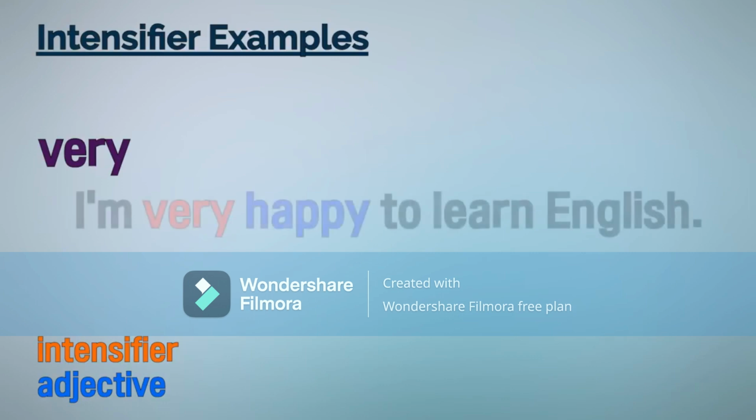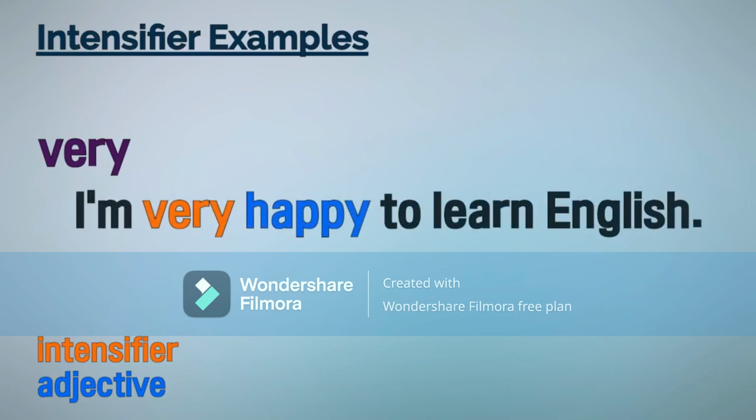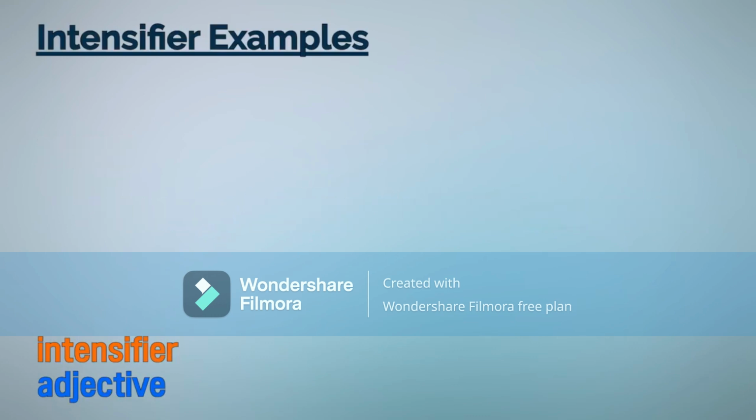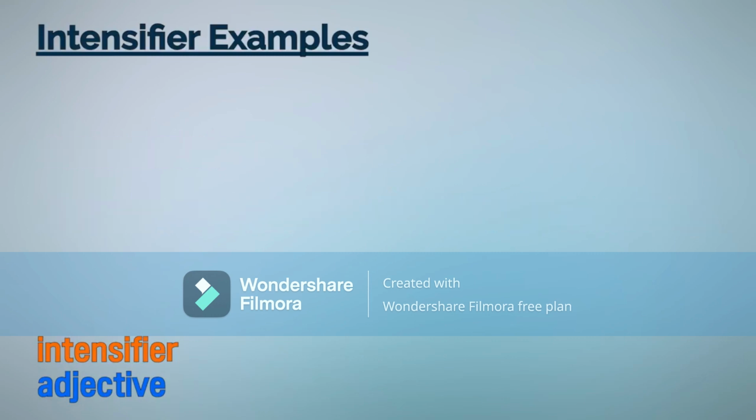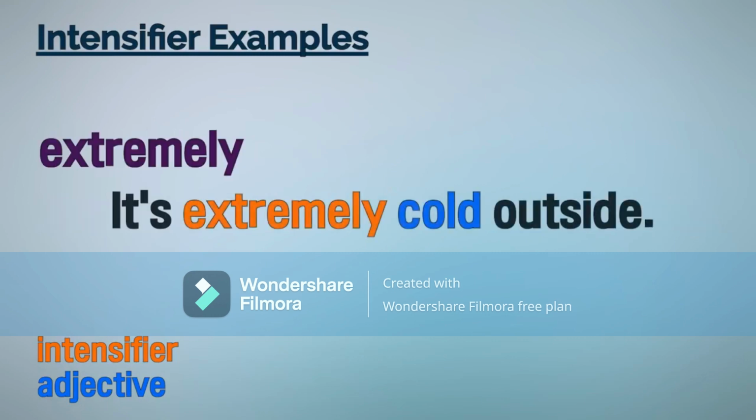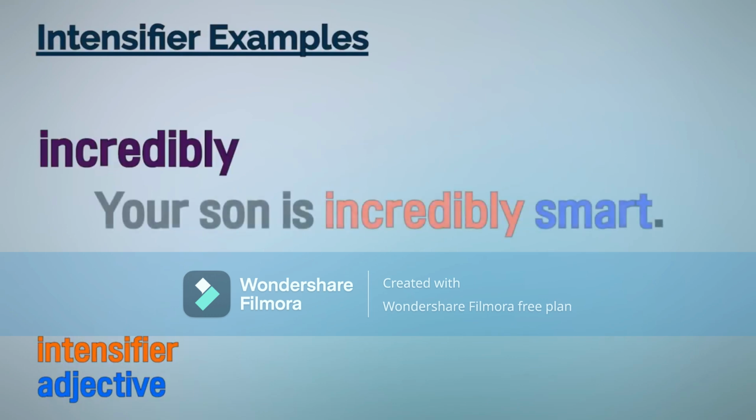Very. For example, I'm very happy to learn English. The adjective is happy, and we give it more power with the intensifier very. Other intensifiers include absolutely. For example, your new dress is absolutely amazing. Extremely, like it's extremely cold outside. Incredibly, for example, your son is incredibly smart.